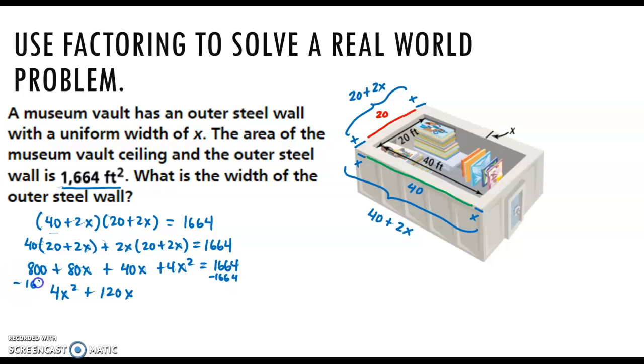0, so I get negative 864, and that's equal to 0. Now quickly I notice that if I divide everything by 4, I would get nicer, smaller numbers to work with. And since all of these numbers are divisible by 4, I'm going to go ahead and do that. You're allowed to divide both sides of an equation by 4. It doesn't change your equation. So we're going to go ahead and do that.